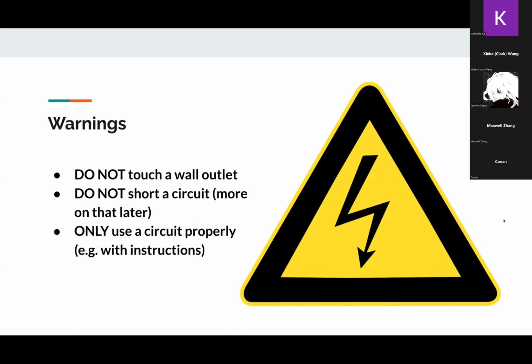And just a slight warning, do not touch your wall outlet because it can be very dangerous. We will explain why in a later lecture. And we will explain what shorting a circuit is. Do not do that. We'll also explain that later. Also, only use a circuit with proper instructions or supervision, or people watching you, because stuff can easily blow up or start smoking, and it can be really dangerous to inhale or be next to it.